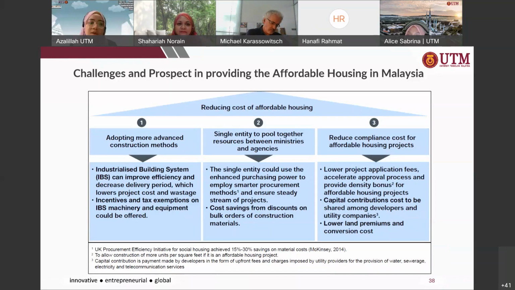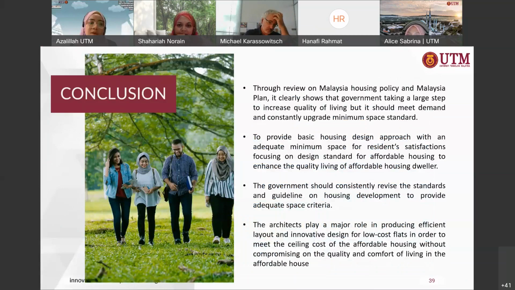the conversion cost. So as a conclusion, the review of housing policy in Malaysia clearly shows that the government has seriously taken action through the Malaysia Plans, from the first Malaysia Plan until now. We have had 11 and we just established the 12th Malaysia Plan. We can see that the government is taking serious steps in providing affordable housing, but to increase the quality of living, it should meet the demands and constantly upgrade the minimum space standards.